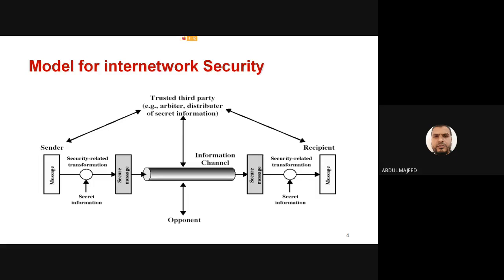Opponents will be there. Opponents are nothing but hackers, crackers, trackers, those who observe your messages, those who try to steal your data. Opponents will be there in that network. So information channels are very vulnerable to the attackers. Vulnerable means they can easily exploit the weakness.